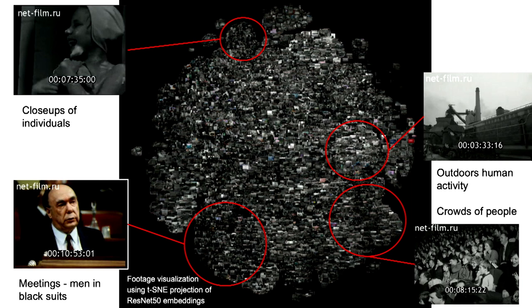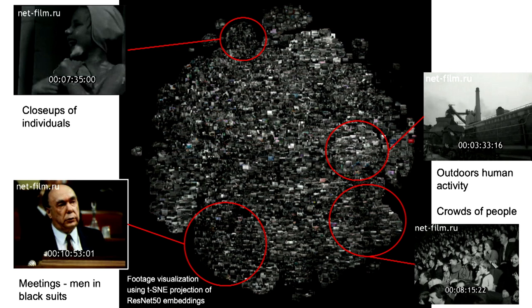But what is actually interesting to me is that on the bottom, there are close-ups of individuals, mostly men wearing black suits in meetings. And then on the top, there are other types of close-ups of individuals, but they are representing something else, for instance, swimming children. This is an interesting finding to me, that there is such a clear distinction. They are so different that they are also located in totally different ends of this map.